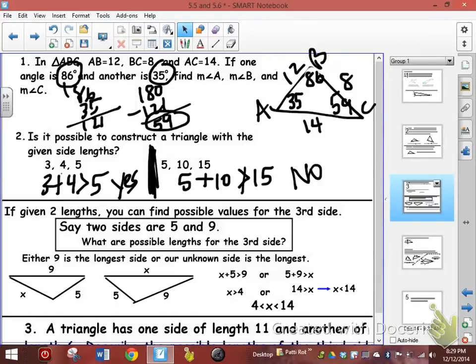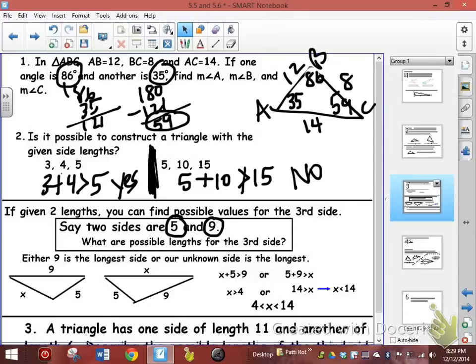Okay, the next idea just kind of explains how our shortcut is going to work that I'm going to explain here in a second. So what I've done, it says if given two lengths, you can find possible values for the third side. Let's say they give you the 5 and the 9 for two sides, and we're trying to find the third side. Well, what's going to happen if two lengths that you know are 5 and 9, either 9 is the longest side, so the missing side is actually smaller than 9, or the missing side is our longest side, which would make it bigger than the 9.